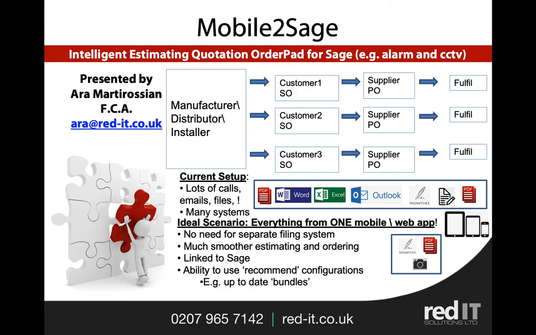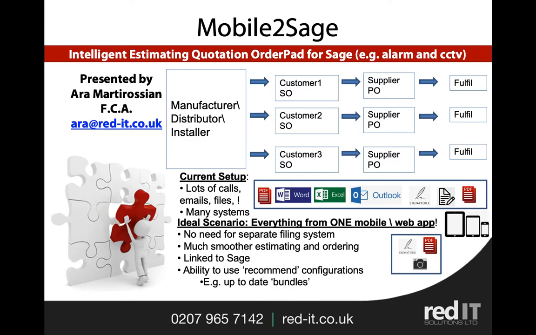I'm going to show you our intelligent estimating and quotation module for Sage. In this particular case, I'm going to base my scenario around a company that sells alarm and CCTV systems. In that industry, there are three parties. There's normally the manufacturer, then there's the distributor, and then finally the installer who carries out the work. Customers place their sales orders. Those then have to be repeated as supplier purchase orders, and then fulfillment takes place.